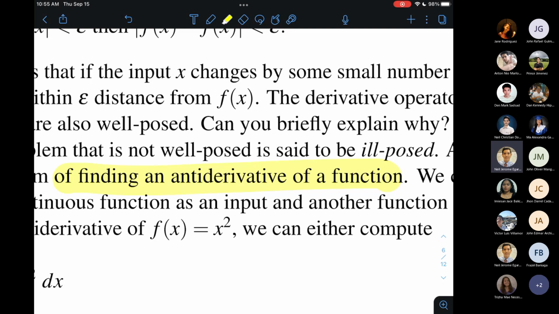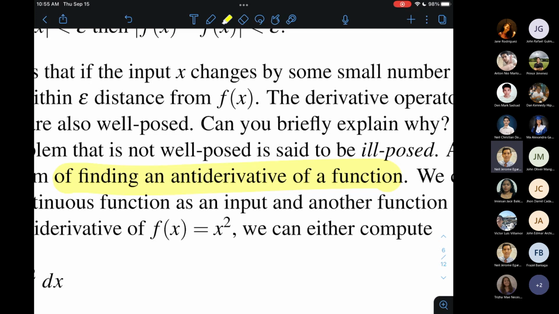Pero can anybody else expound on that? Bakit tama yung sagot ni Tricia na ill-posed yung finding an antiderivative kasi may plus C? Bakit? Ano bang ginagawa ng plus C? What is violated from H1 to H3? Okay, Victor says because C can be any number, right? At the implication, thank you, Raf, hindi po unique yung solution. And Daryl's also right. Hindi lang isa yung solution.